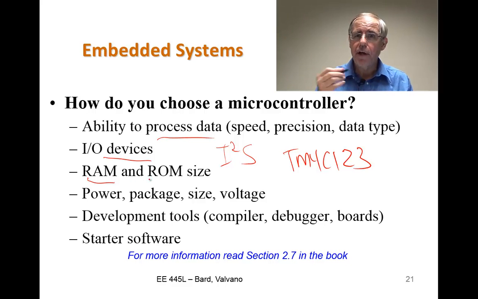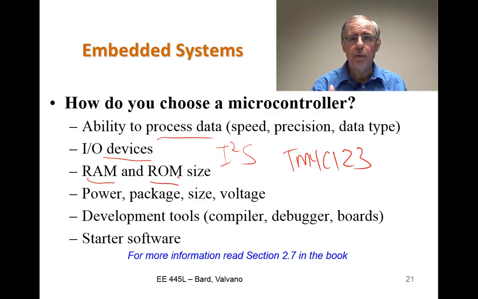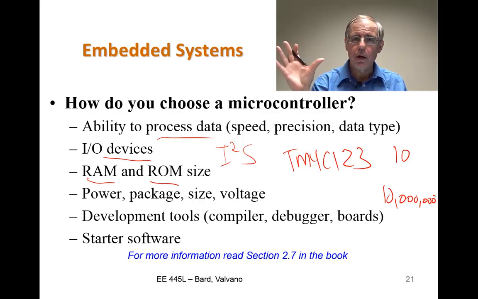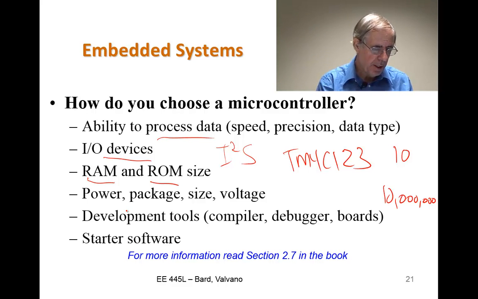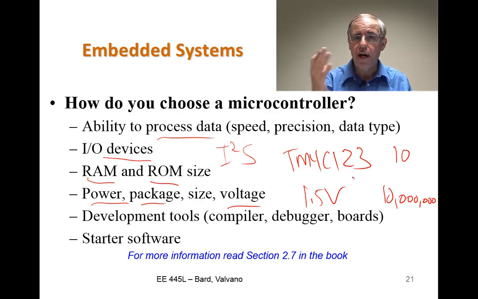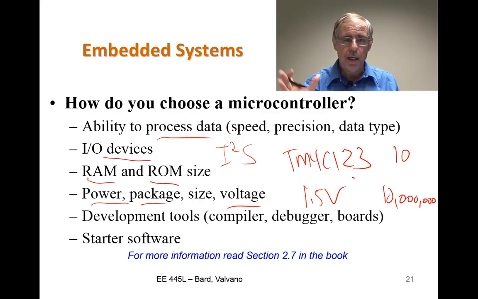RAM, which is where our variables will go, and ROM, which is where our programs go. We have to figure out how big our program will be. Will it be 10 lines or will it be 10 million lines? And so that'll go a long way to deciding how much ROM we need. How big it goes has to do with the package. We talked about as you reduce the voltage, the power goes down. So can I run at 1.5 volts? And if I could, then my system will use a lot less power.